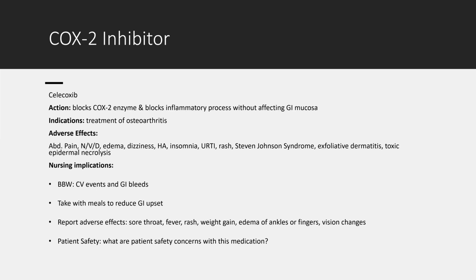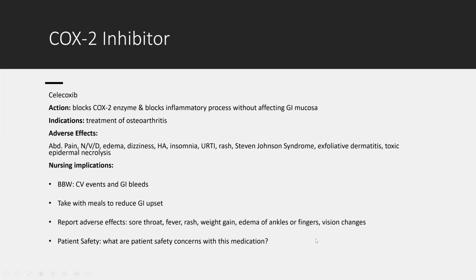Okay, so implications here. These have a black box warning for cardiovascular events and GI bleeds. So you're going to really watch for that. When taking, you're going to teach them to take it with a meal to reduce GI upset. And they need to immediately report adverse effects such as a sore throat, fever, rash, weight gain, edema of the ankles or fingers, and vision changes to a healthcare provider, signs of Stevens-Johnson syndrome, patient safety.